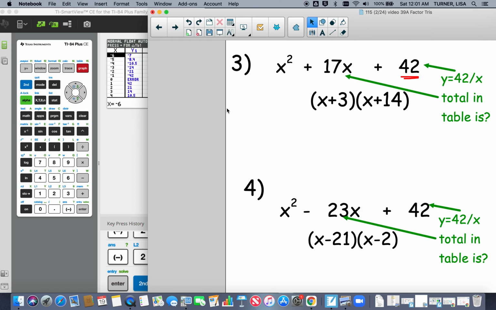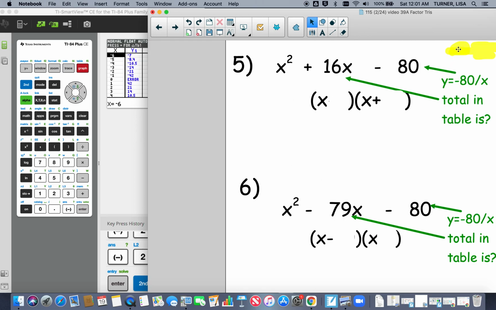All right, and so let's be careful. When you see a minus 80 here, you take that. That's a negative 80. So you want to put that negative 80 in your calculator, not just 80, but negative 80. So let's do that together here.